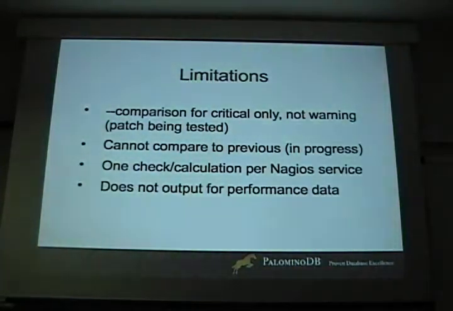It also does one check calculation per Nagios service. So if you have 10 calculations, you want to have 10 Nagios services. I don't see a way to get around this. Otherwise, we have what we were talking about before, where you have 10 different values for warning and 10 different values for critical. And currently, it doesn't output performance data. Output for performance data means that not only do you get warning, okay, critical, or unknown as your output, but you also get a number. And that number can be used by, like I said, PMP for Nagios to graph things.